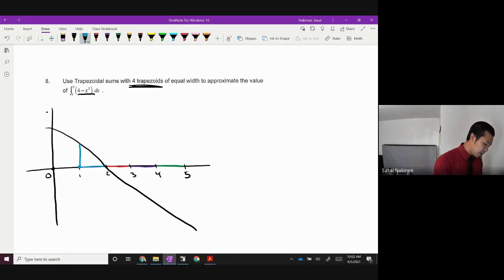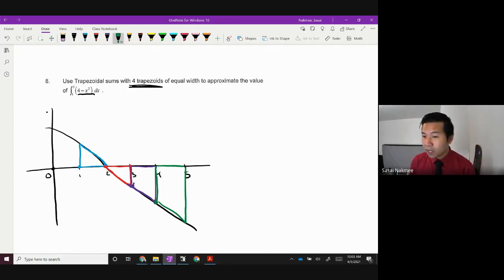And then I just need to draw my trapezoids here. This is my first trapezoid right here. My second trapezoid is going to be from here to here. My third trapezoid is going to be from here to here. And my fourth trapezoid is going to be from here to here. So I just need to get these values to calculate these areas, and then you just add them all up. Would we have to find the area as well? That's exactly what you're doing. You're going to be adding them all up.